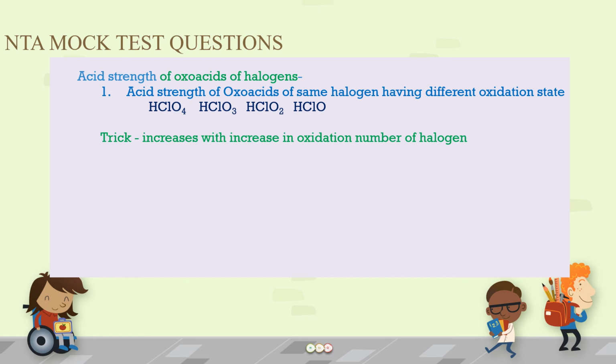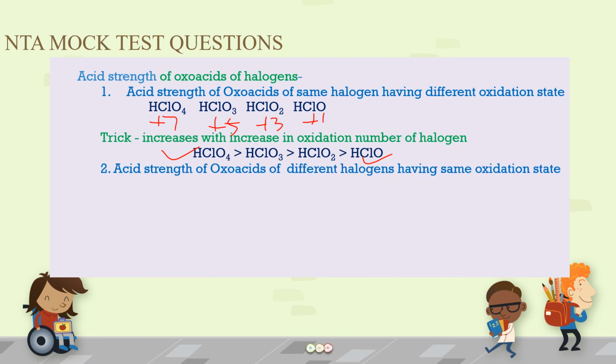So in HClO4, chlorine will have +7 oxidation state. Here it will be +5. Here it is going to be +3 and here it is going to be +1. So the acidic strength is going to decrease from +7 to +1 oxidation state of chlorine. HClO4 will be the strongest and HClO will be the weakest. So this is the answer to your question number 15.